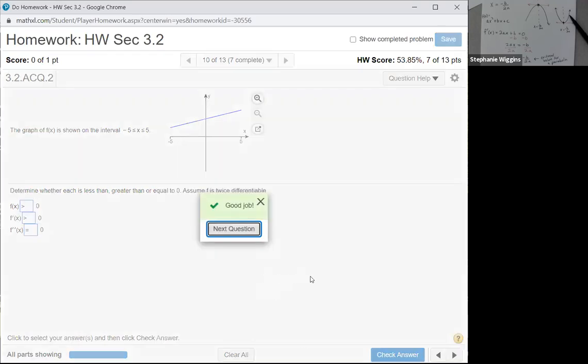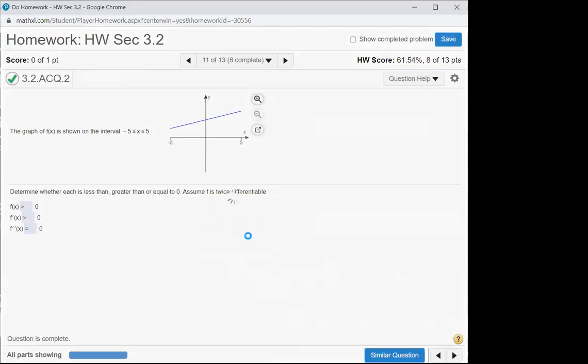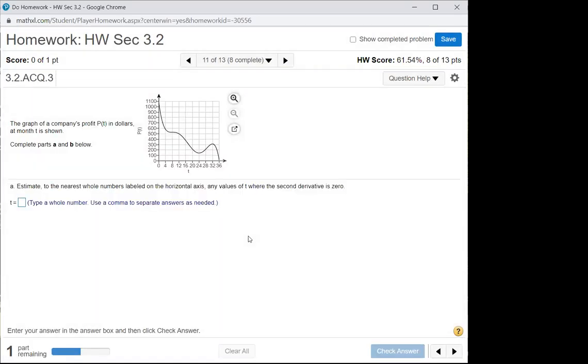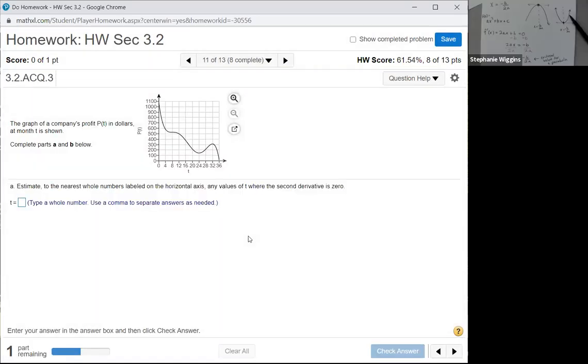Did you have a question? Someone on Zoom have a question? I can hear somebody talking. But all right. That's why we're going through this homework with you.